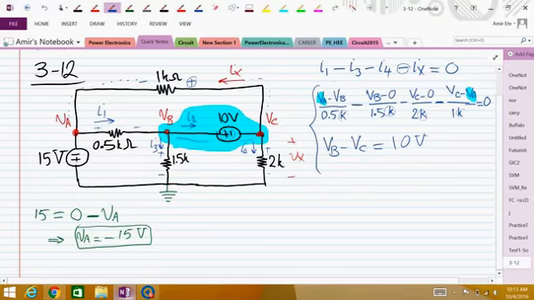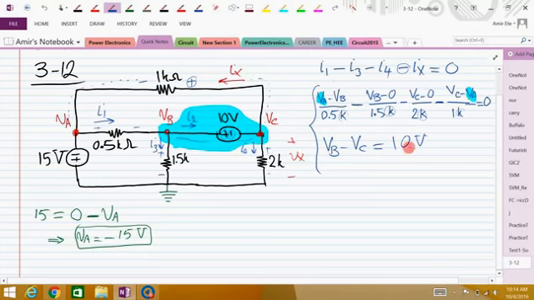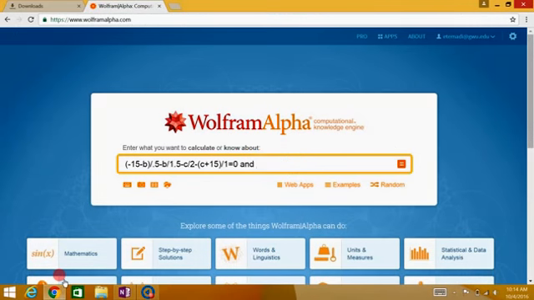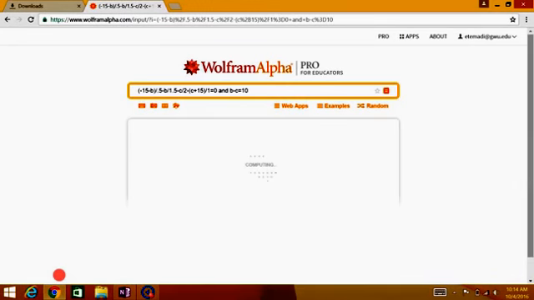But I also note that I know my VA, it is minus 15. So in this equation I change this VA to minus 15 and this A to minus 15. So I have another minus here, minus minus 15 is plus 15. Alright, that's my first equation. And the second equation was VB minus VC is 10. So I solve for this.